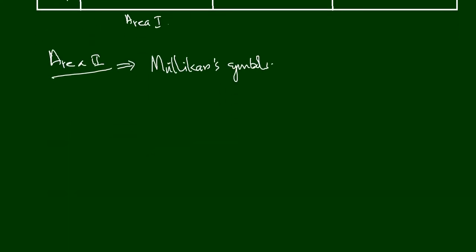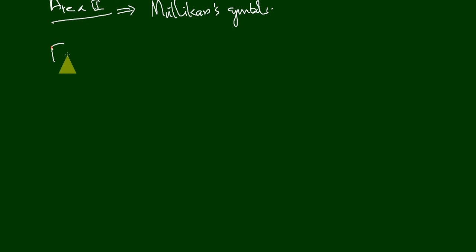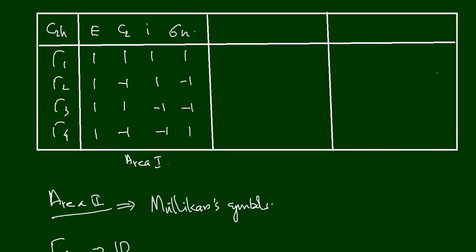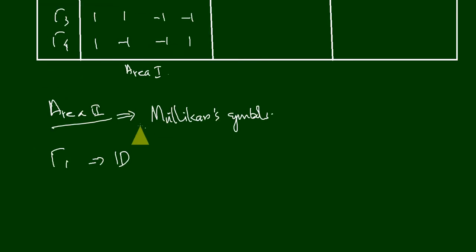Gamma 1 is 1 1 1 1. So gamma 1 is 1 1 1 1. So we have to see that this is one-dimensional representation. This is one-dimensional representation, and at the same time, it is symmetric with respect to the principal axis because it is plus 1. Okay, so it is one-dimensional and symmetric with respect to the principal axis C2. Therefore, we can give the symbol A.